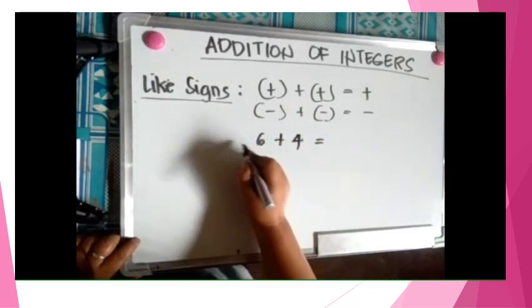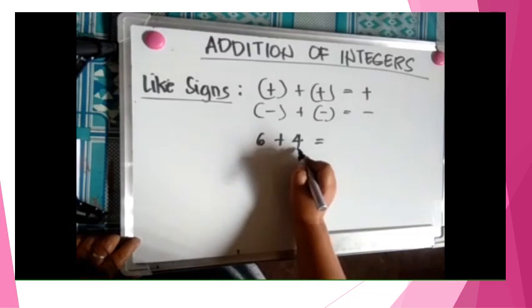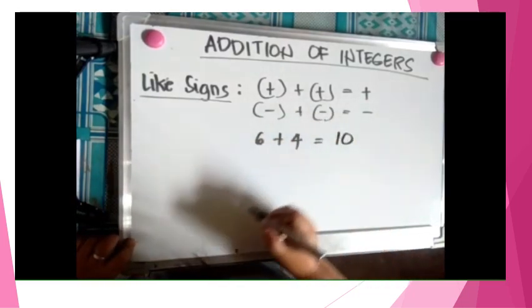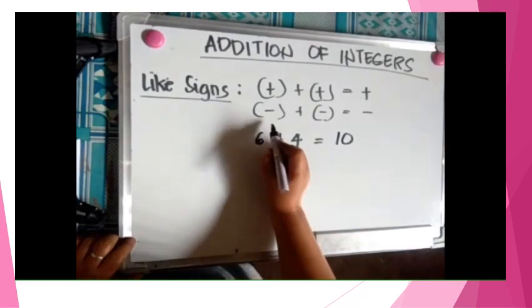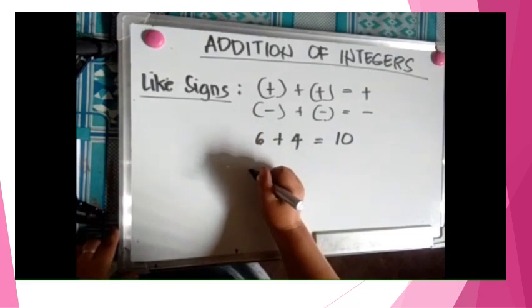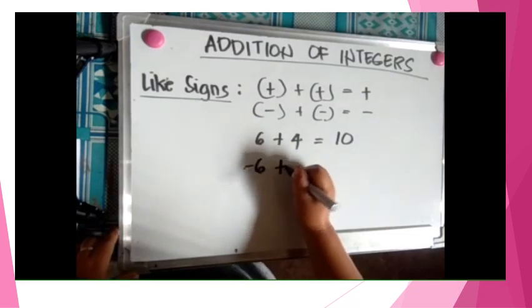For example, 6 plus 4. So they are both positive. Positive 6 and then positive 4. So what is their sum? It is 10.